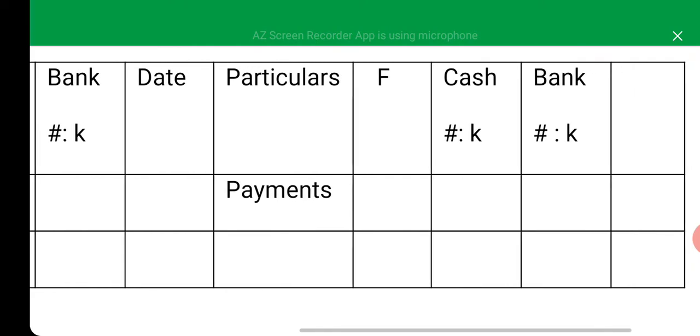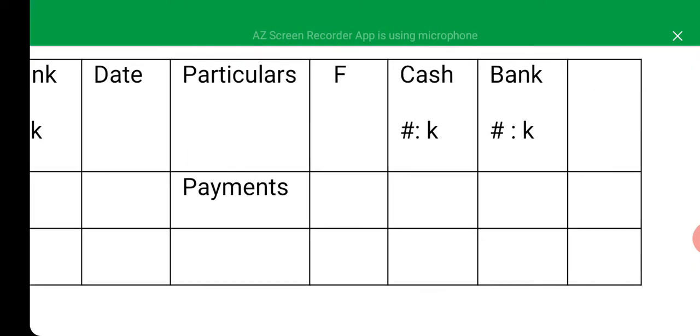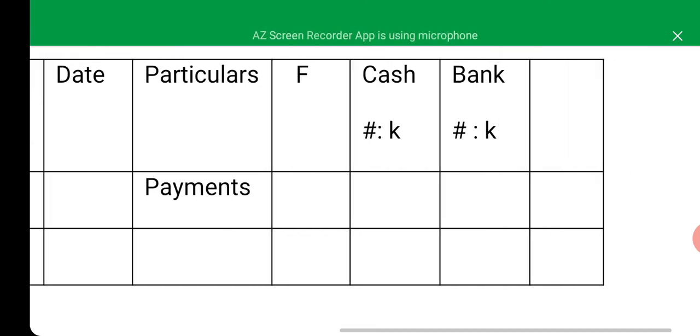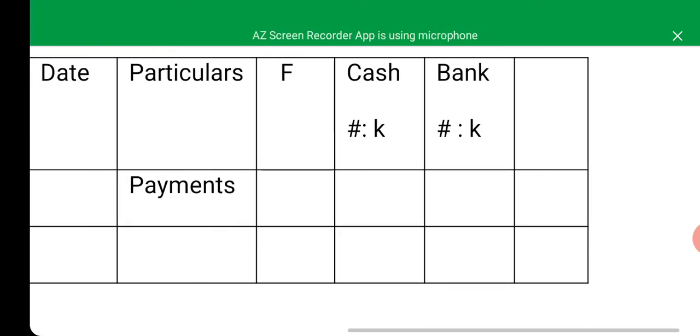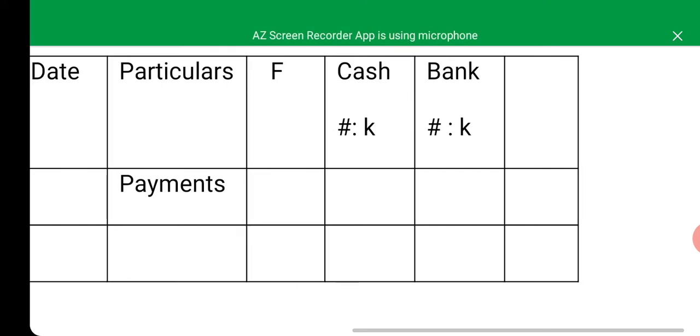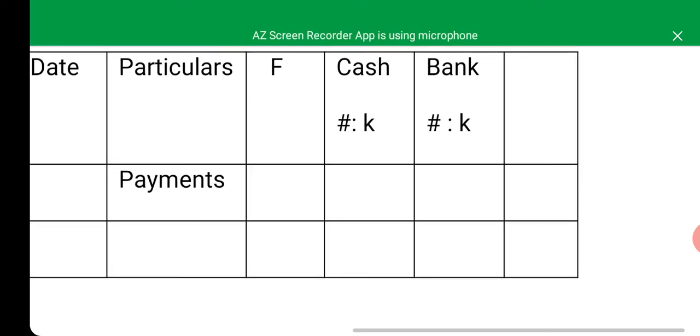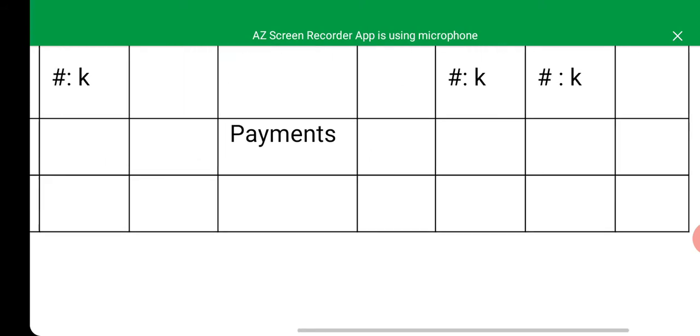Ditto for the credit side. Date is for the date the transaction took place, and particulars describes the transaction in the payment columns. Folio records the page number. Cash paid out will be entered into the cash column on the credit side, and checks issued will be entered into the bank column of the credit side as well.